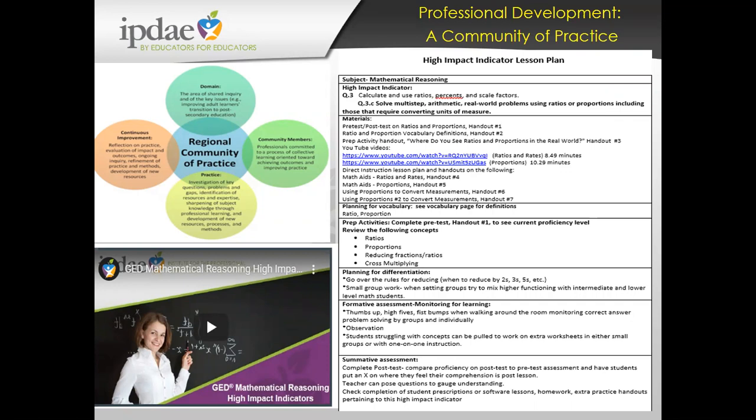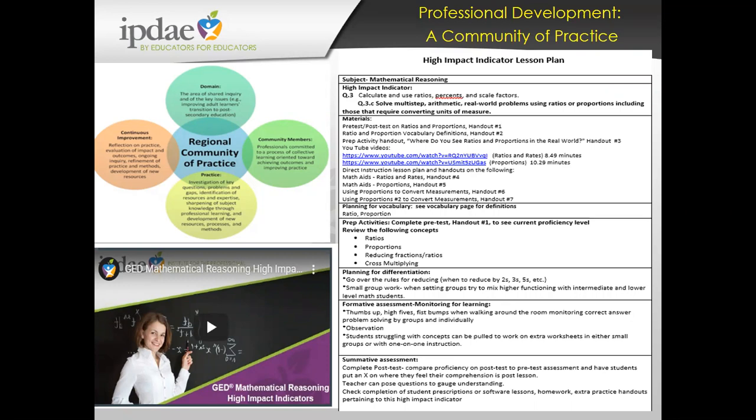The idea for the community of practice was based around the high impact indicators that were gleaned from another IPDAE webinar. Several of the lessons developed in our community of practice are posted on the IPDAE website. Those particular lessons were GED level and based on those indicators from the GED testing service of what teachers should emphasize in their teaching. Here's an example from mathematics. In this high impact indicator, each participant contributed 3 to 4 lesson plans on a GED subject.